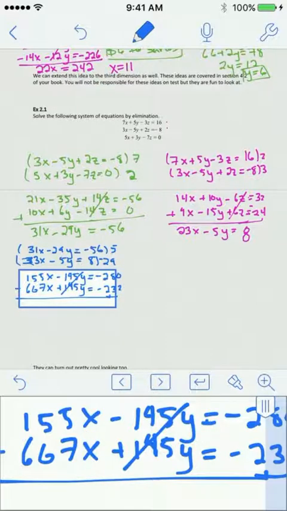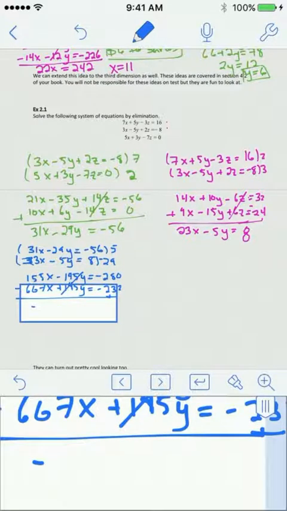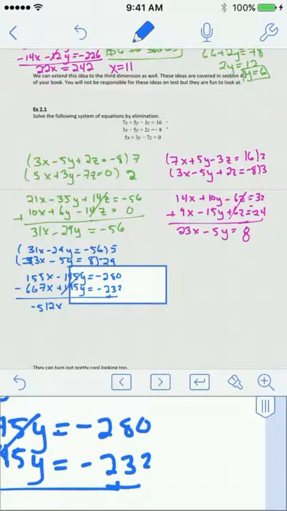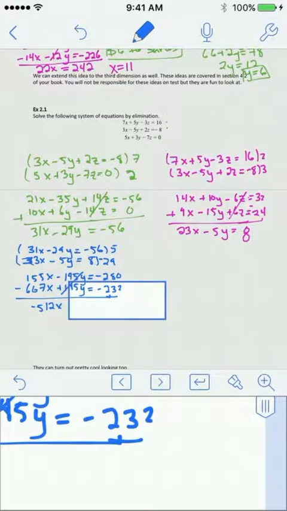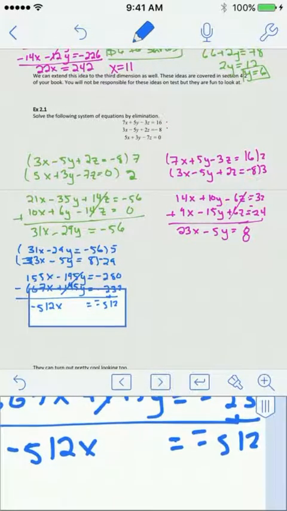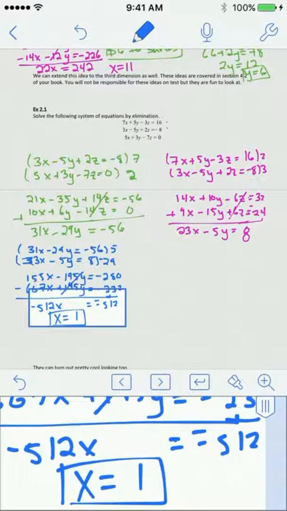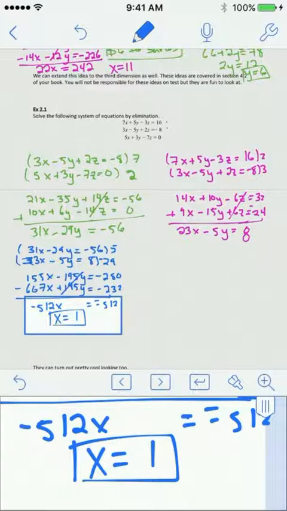Negative 667 plus 155 gives me a negative 512. And over here, negative 280 plus negative 332 gives me a negative 512. And therefore, x is equal to 1. Awesome, I solved for x. Now I'll go back and solve for y. So once I found my first variable, now I'm going to plug in to solve.